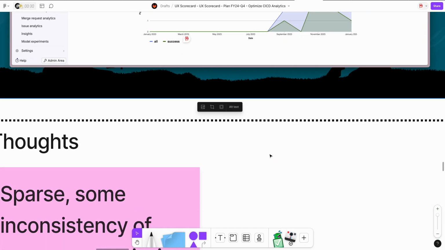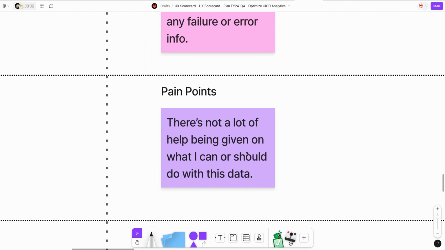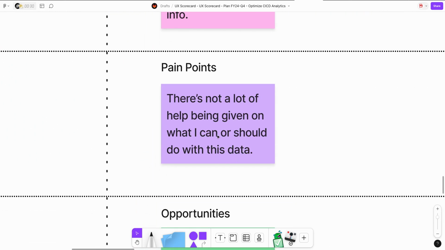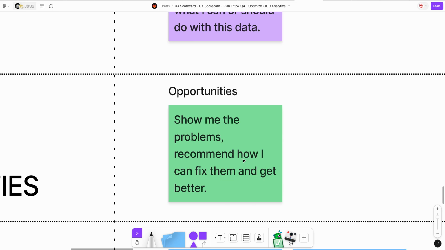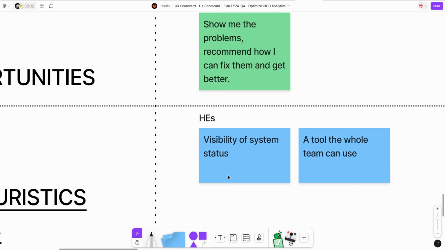So opportunities: basically figure out a way to help me. Add more information to the charts, show me the problems, recommend how I can fix them, recommend how I can make them better, that sort of thing.